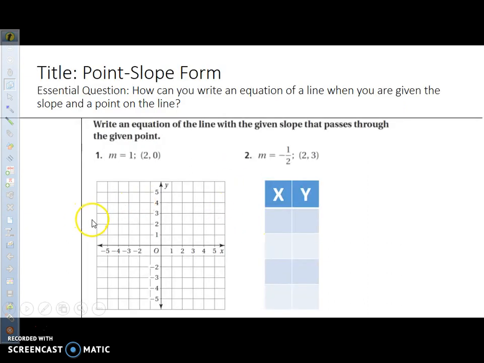Alright, so your essential question is the exact same question from last night's homework. I just need you to go back and clarify what was going on in your head last night, because there's still confusion on what you need to have. Write an equation of a line with the given slope that passes through the given point.